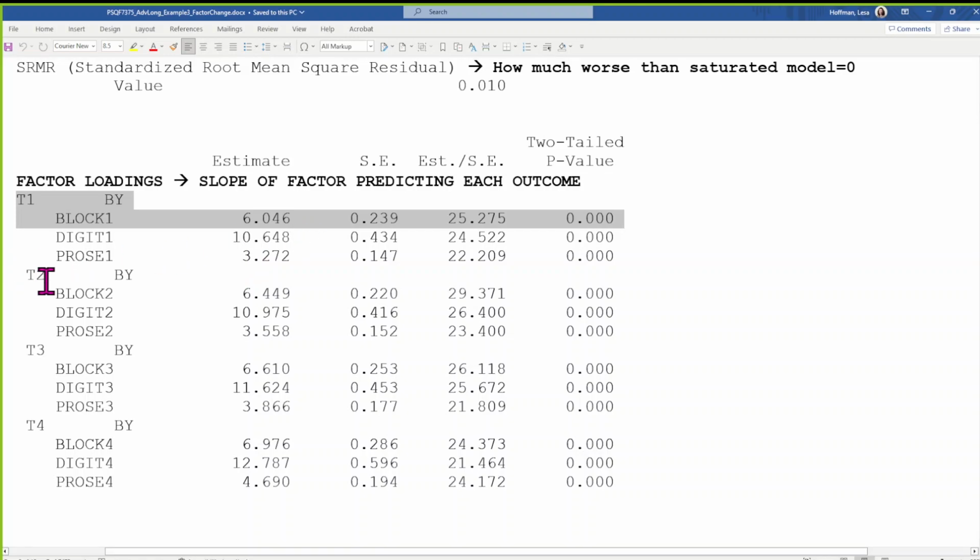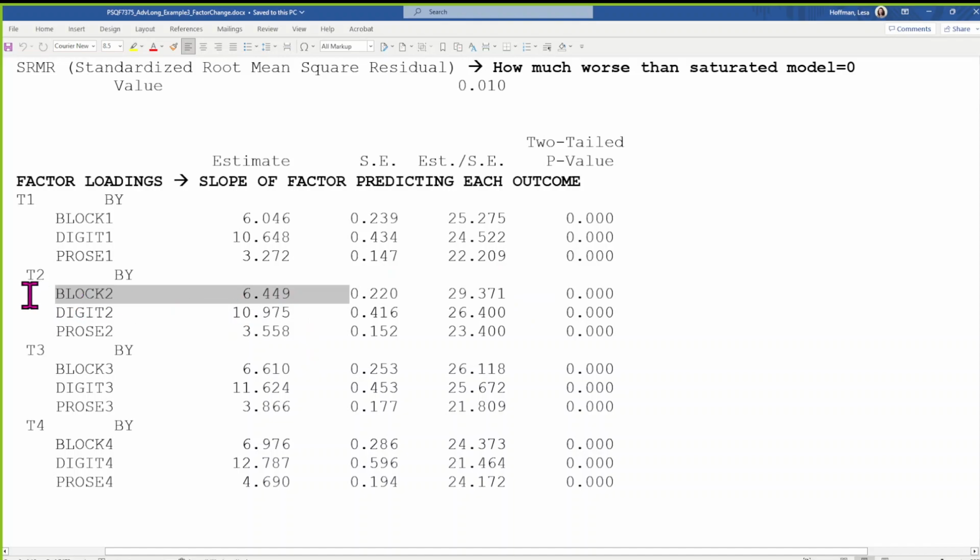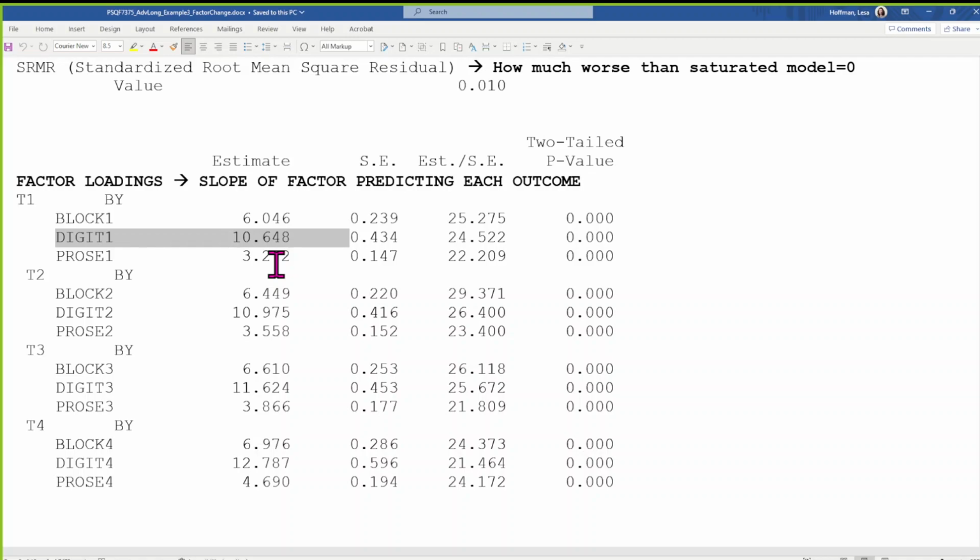Let me try another one. Block design at time 2. For every unit higher factor score at time 2, block design goes up by 6.4. But I cannot say that block design has a higher loading than this one because these are not on the same scale yet. If I were just to eyeball these numbers, I'd say digit has a higher slope. Can I say that? No, because these are unstandardized. We have to know what a unit is in digit and a unit in block to think about whether this is a stronger slope. Digit design has a wider scale. That's why it's 10. So these are the loadings.